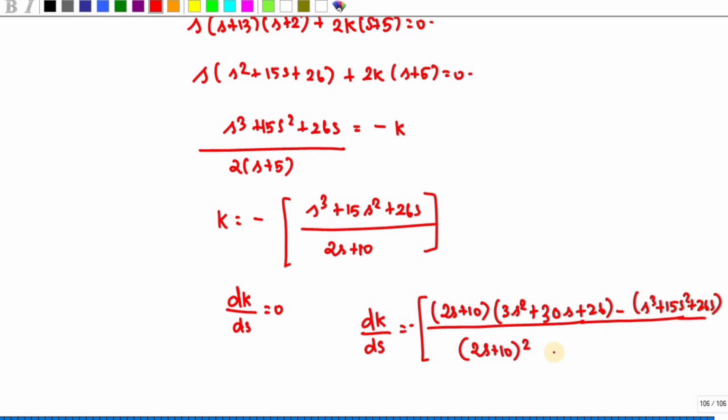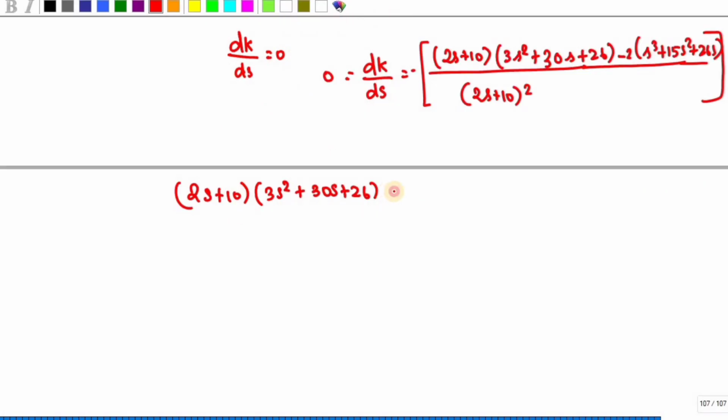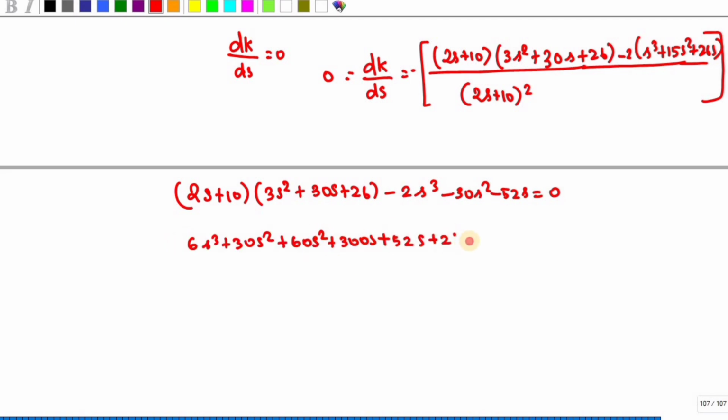So if I equate it to 0, the denominator term will go off, and the minus also will go off. So (2s + 10)(3s² + 30s + 26) − (2s³ + 30s² + 52s) is equal to 0. Now I am going to multiply this 2s + 10 with 3s² + 30s + 26s. I will get 6s³ + 30s² + 60s² + 300s + 52s + 260 − 2s³ − 30s² − 52s.